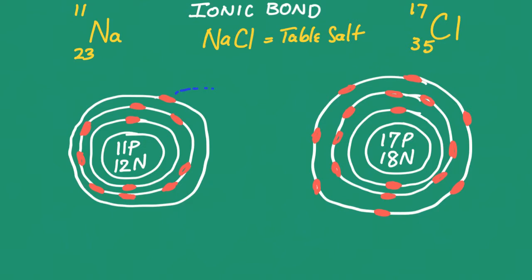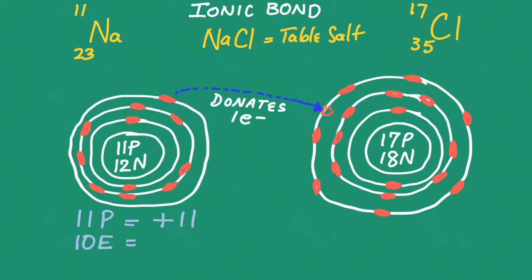So when sodium comes in contact with chlorine, it donates an electron to chlorine. When this happens, the sodium has its second shell filled and chlorine has its outer shell filled as well. However, since sodium has donated an electron, the charge of sodium changes. It becomes more positive because it has given up 1 negative charge.